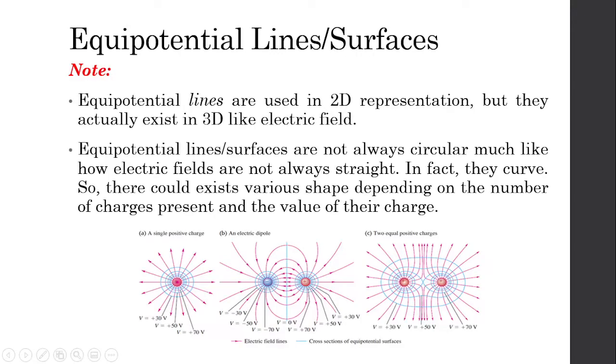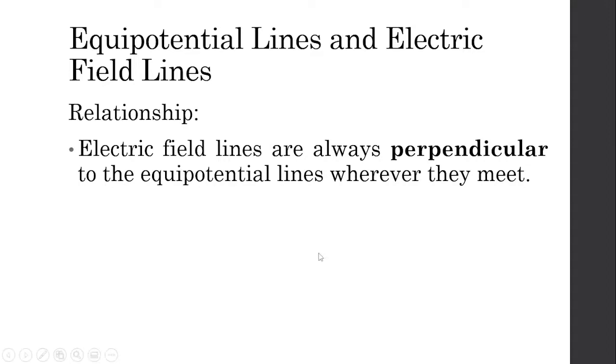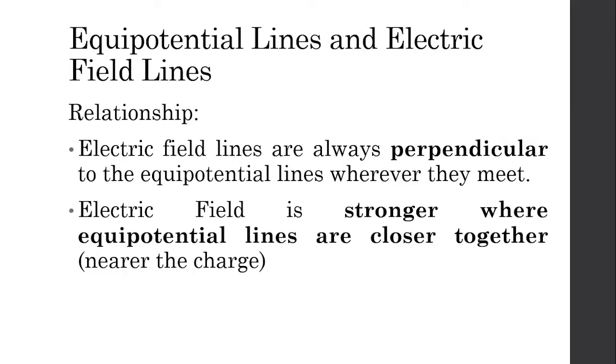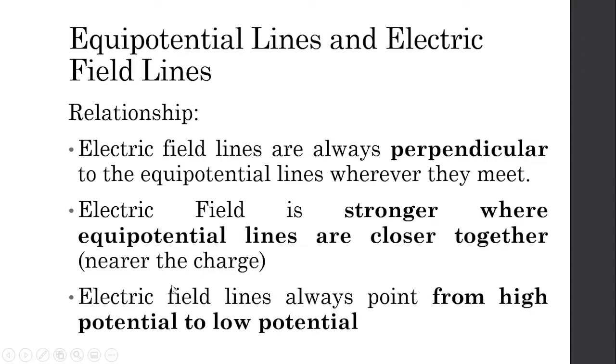Now let's talk about the relationship between your equipotential line and your electric field. First, electric field lines will always be perpendicular to the equipotential lines whenever they intersect or meet. Another, electric field is stronger where equipotential lines are closer together. So the equipotential lines are much closer the nearer they are to the charge. And lastly, electric field lines always point from high potential to low potential.